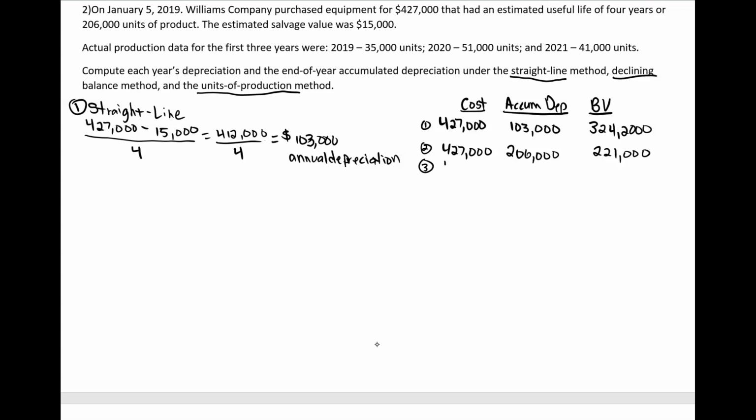Then year 3, cost still is the same, $427, and we depreciate it another $103,000, so add that to the $206,000. We're now at $309,000 in accumulated depreciation. Take the cost, subtract accumulated depreciation, and we get $118,000 for the first 3 years.